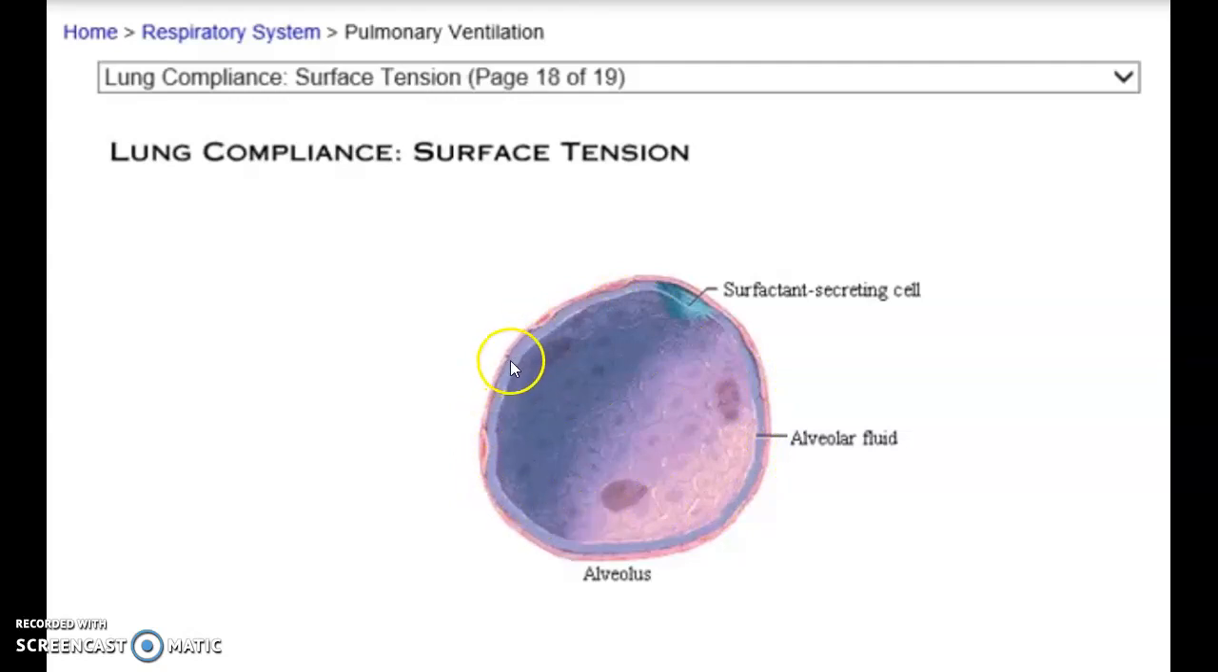Now remember, it has to be an extremely thin layer because we've got to be able to diffuse oxygen through that layer into the blood, into the capillaries that are embedded in the alveoli.